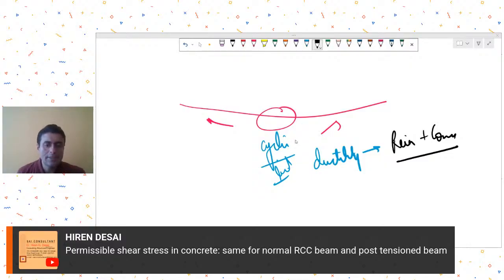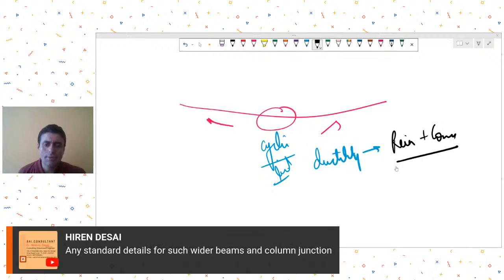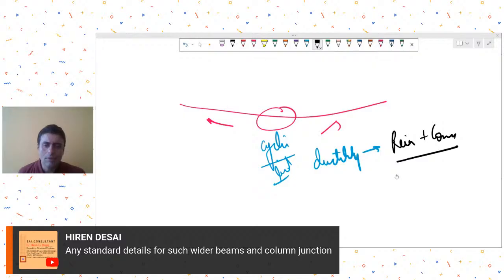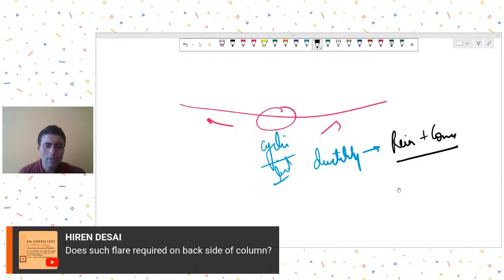Mr. Hiran Desai is asking about the permissible shear stress in concrete, whether it is the same for a normal RCC beam and a post-tension beam. I don't know because I have never worked on PT systems, so I'm not sure. But I guess the tau C max should be the same. However, I'm not sure.